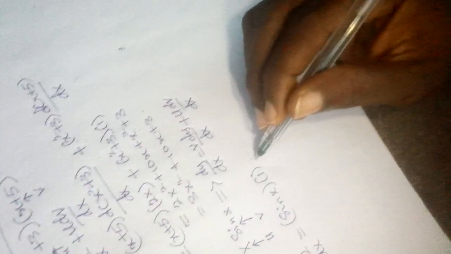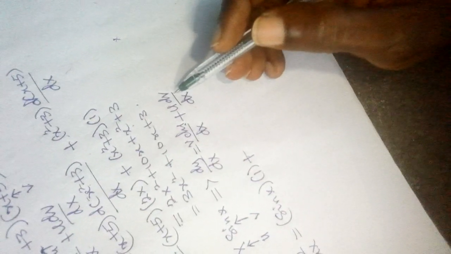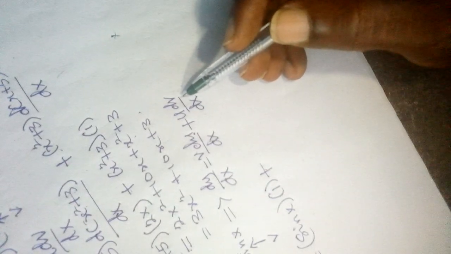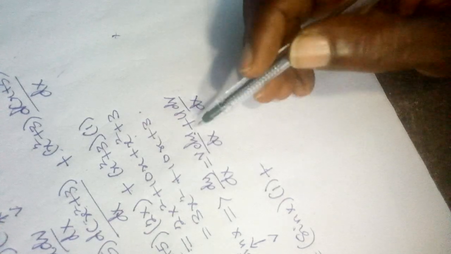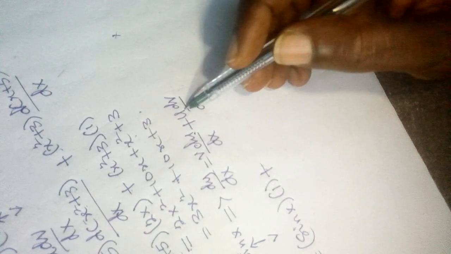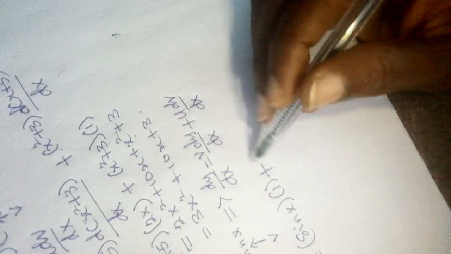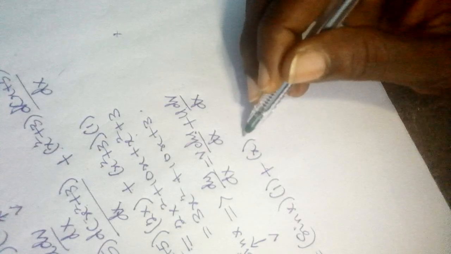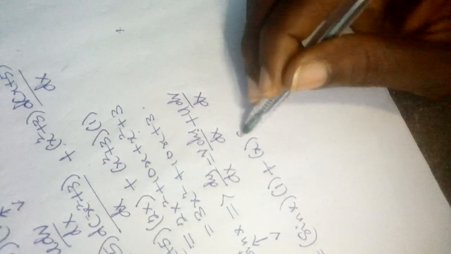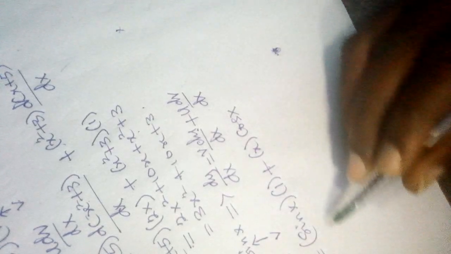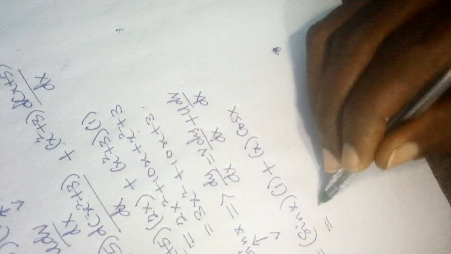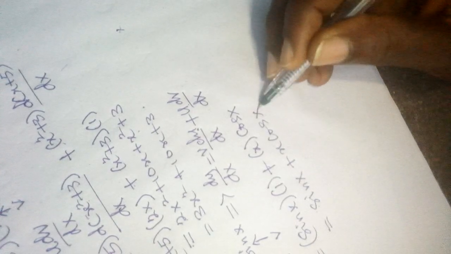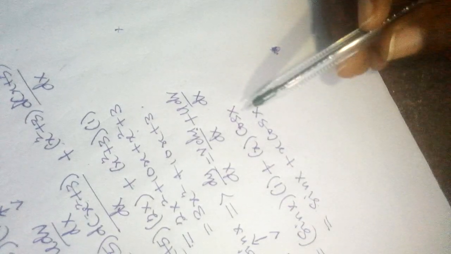Now plus u, and u now becomes x, multiplied by the derivative of v. If you differentiate sine x, you will get cos x. So when we open, we'll have sine x plus x cos x. This is the final answer for the differentiation.